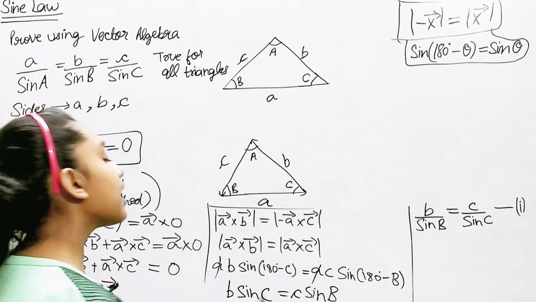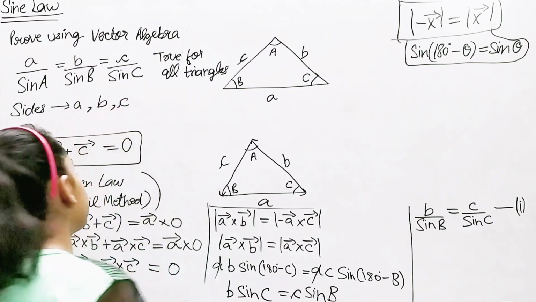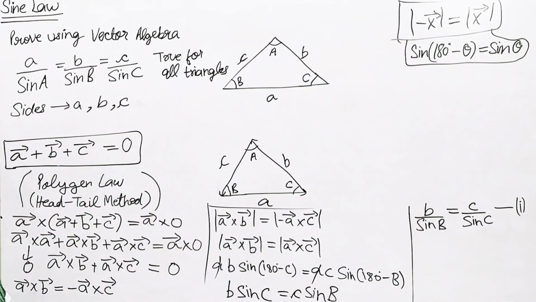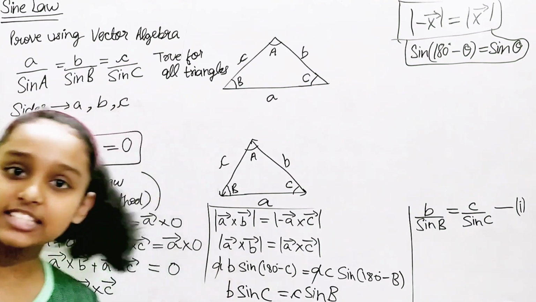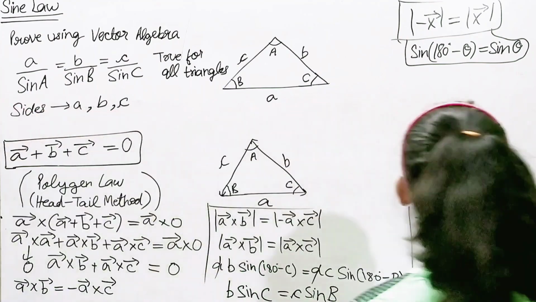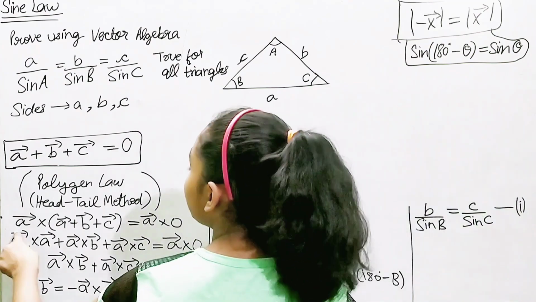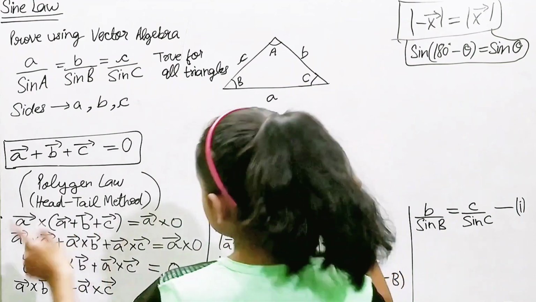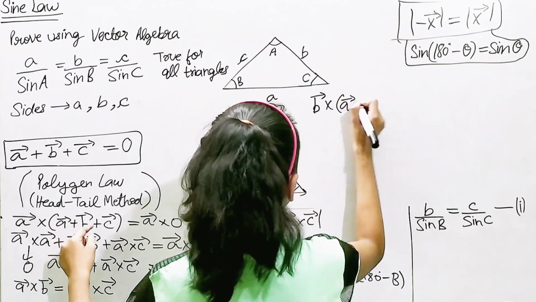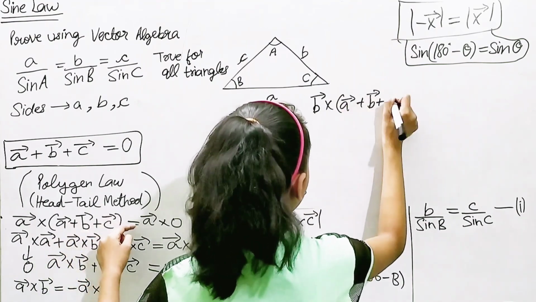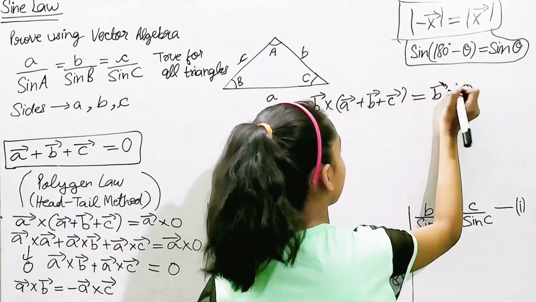Okay, so now I'm going to continue. I'm going to use this method once more, to tell you that A by sine A is equal to B by sine B is equal to C by sine C. Got it? Let us continue. We have space here, so I'm going to write here. Now I'm going to use B, except A. So B into, same as it is, A plus B plus C, then bracket close, is equal to now B.